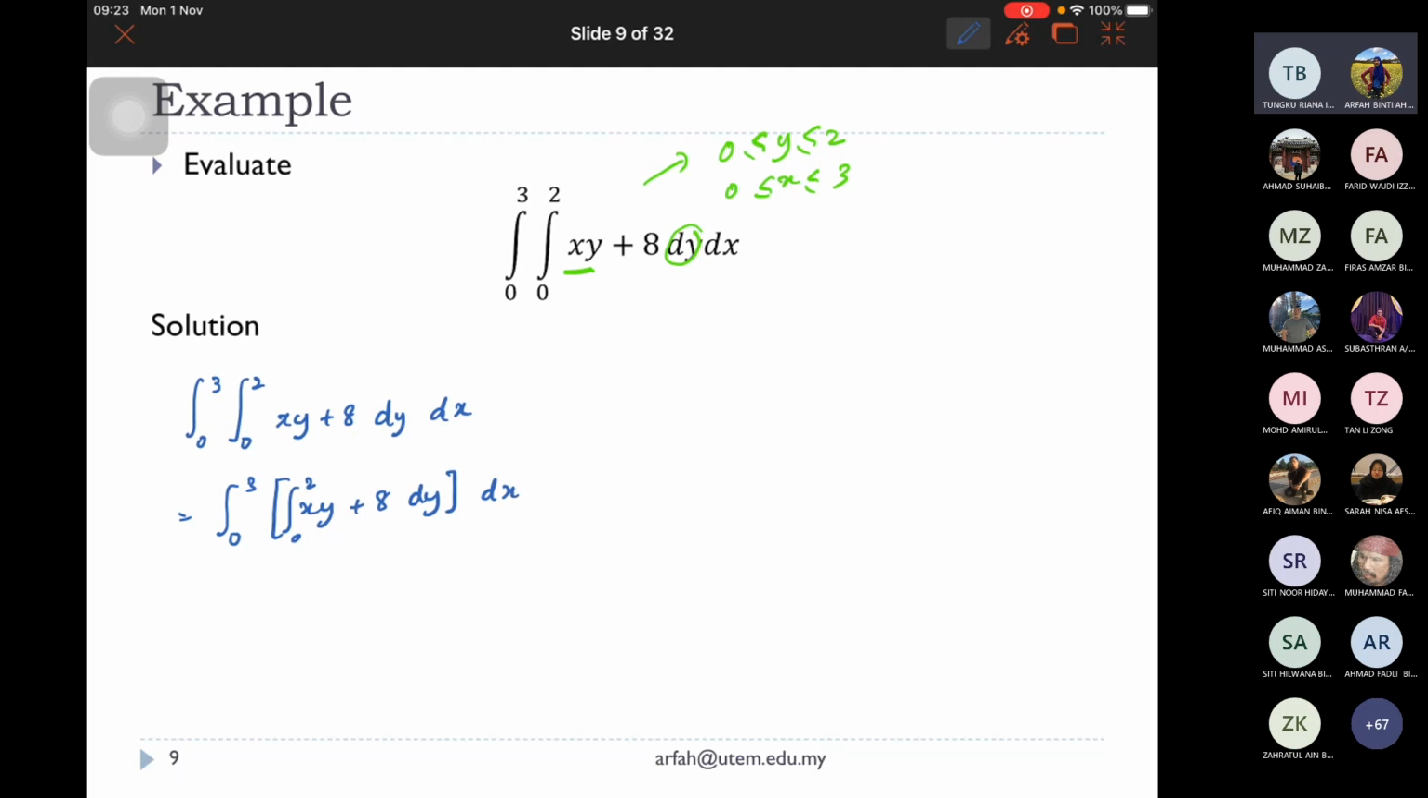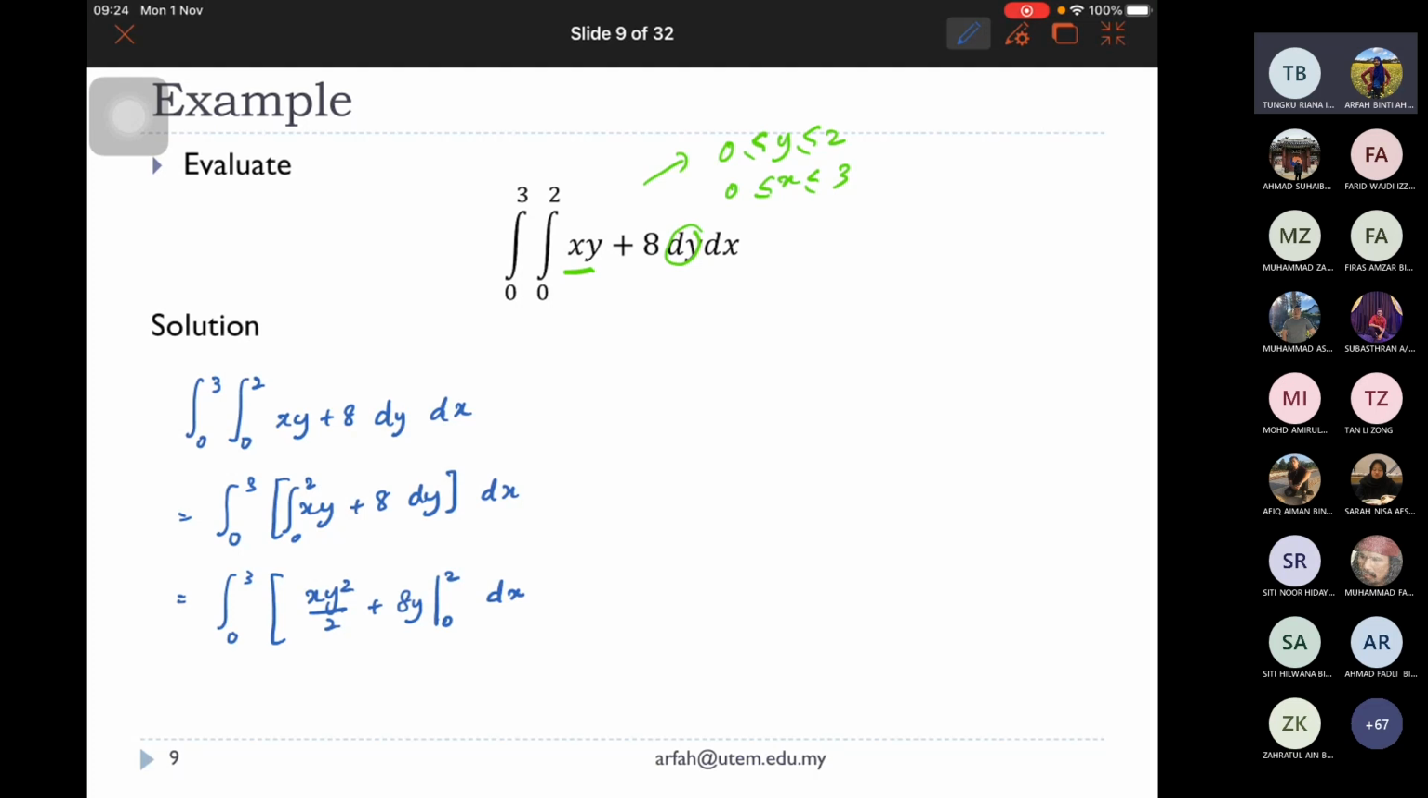Okay, you put all of that thing in the bracket. Then later on baru kita do the integration with respect to x. So from 0 to 3, if you do the integration, integrate x, x will be assumed as a constant. Y is the one that we want to do the integration. So it will become xy squared over 2 plus 8y from 0 up until 2, dx. Okay.